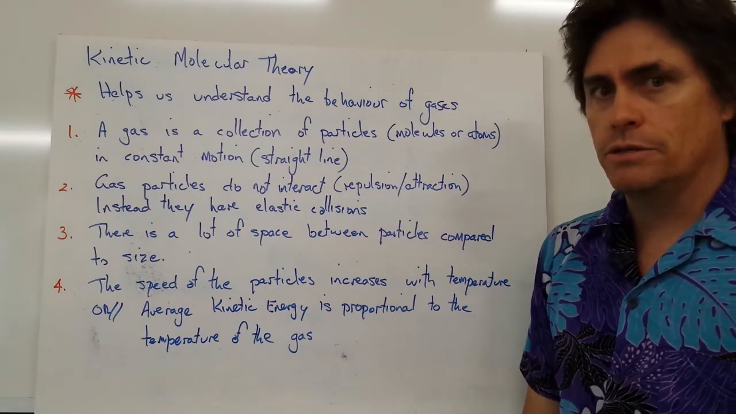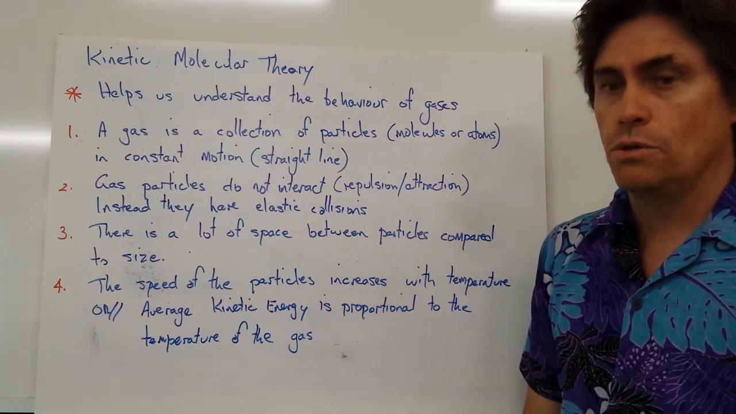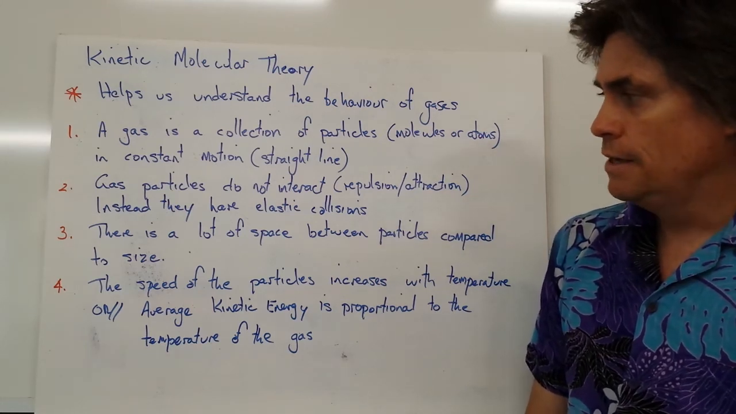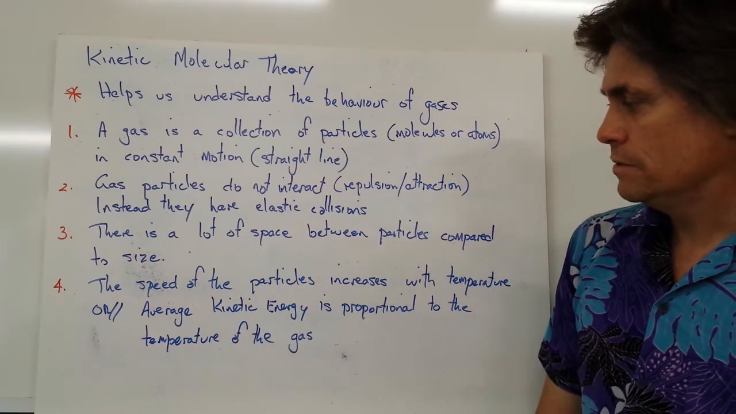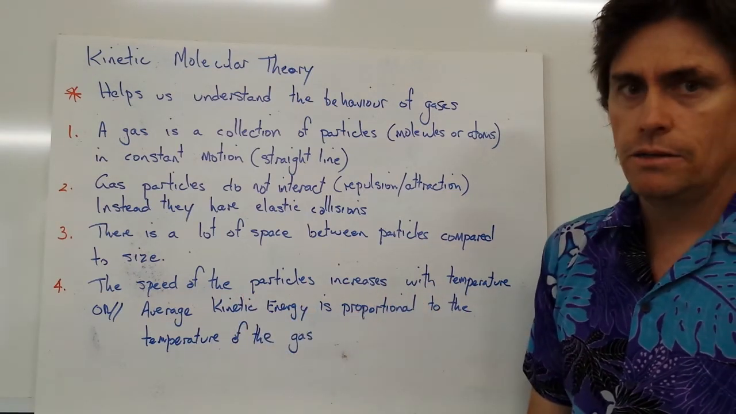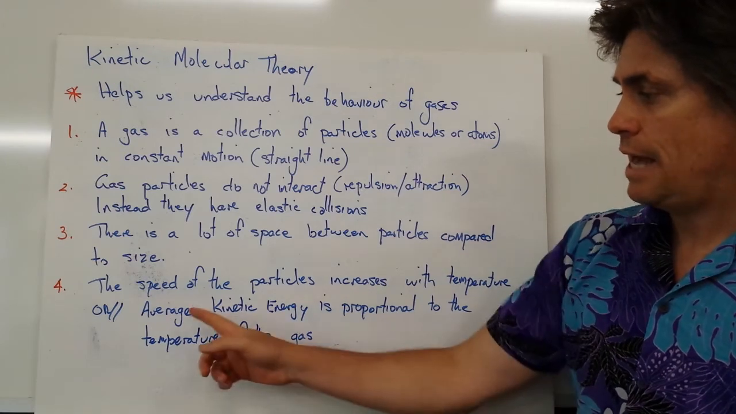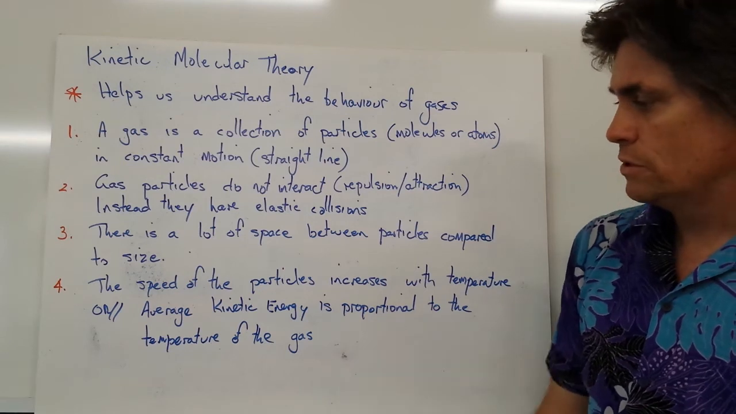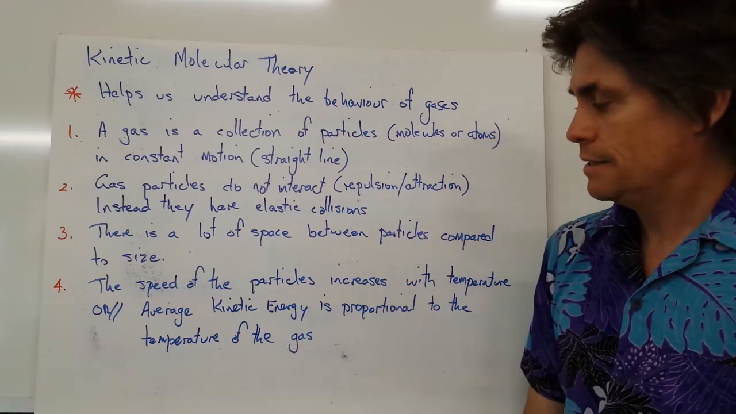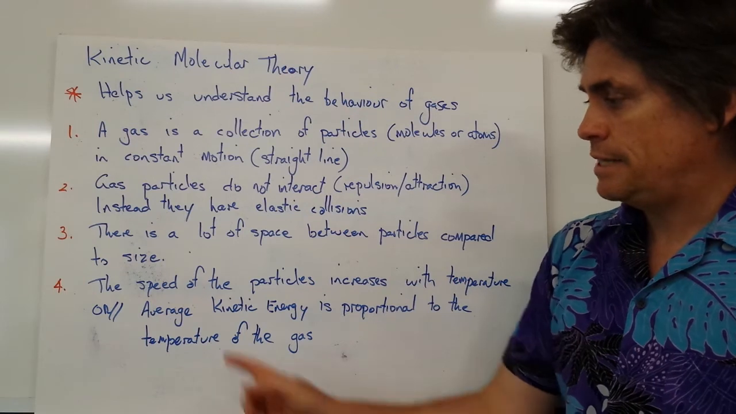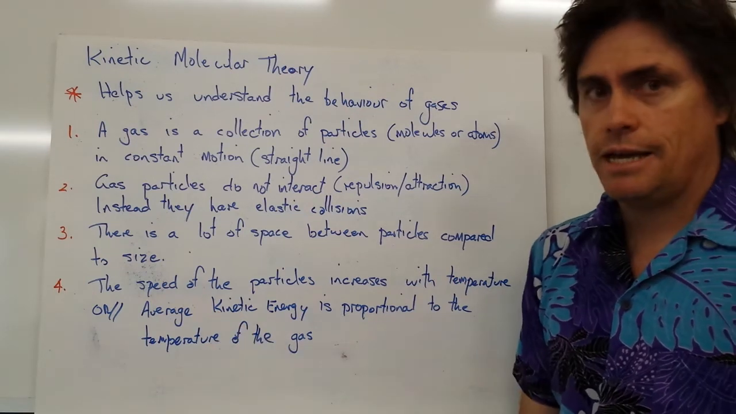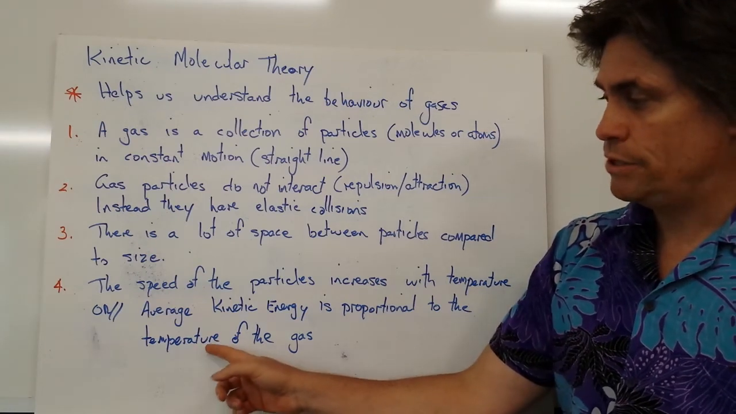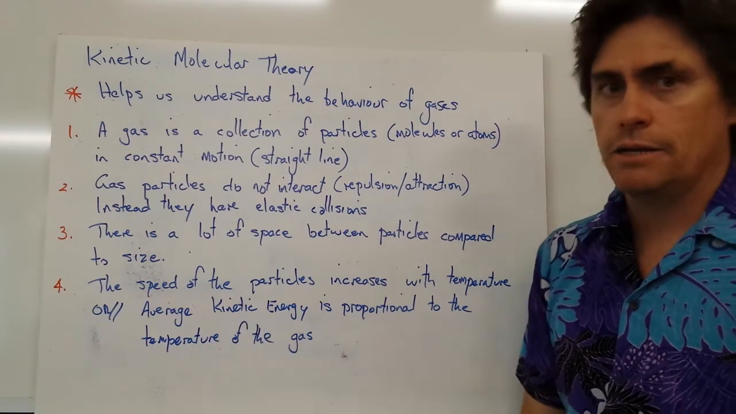So in other words, because the atoms or molecules are very small, the space around them is very large and they're free to move. Finally, we say that the speed of the particles increases with temperature, or we can also say that the average kinetic energy of those particles is directly proportional to the temperature of the gas. In other words, as the temperature increases, the average kinetic energy of those particles must also increase. And in a similar way, if we reduce the temperature, the energy of the particles goes down as well.